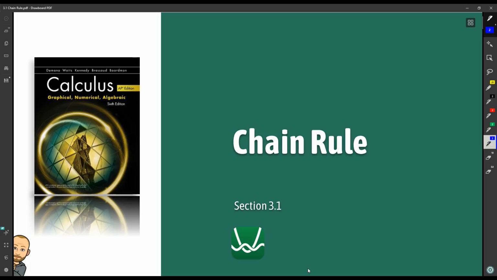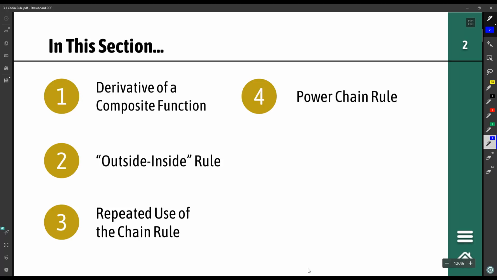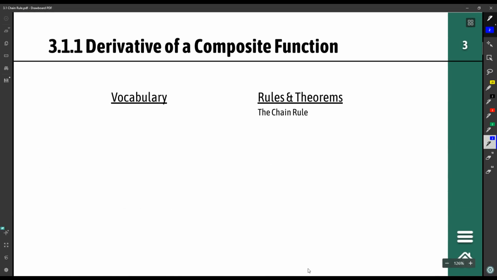Welcome to section 3.1, where we're talking about the chain rule. In this section, we will see how to find the derivative of a composite function. We will learn about why we call the chain rule the outside-inside rule. We're going to find functions where we need to use the chain rule more than once. And finally, we'll generalize all of that knowledge into something we call the power chain rule. So let's get started with the derivative of a composite function.